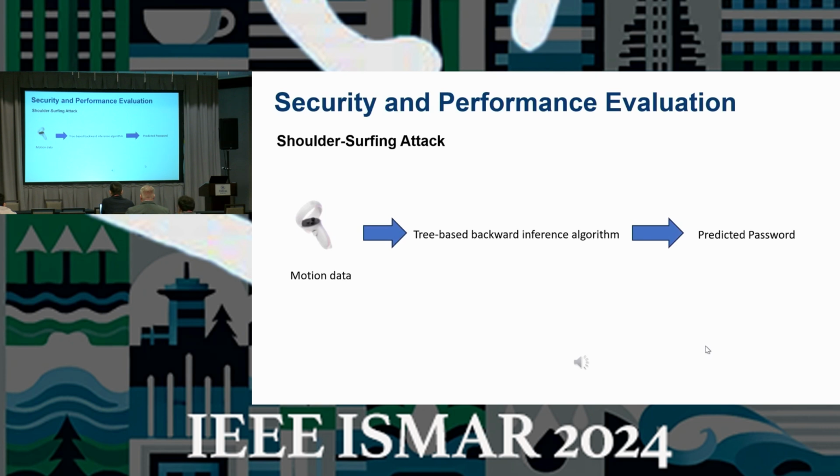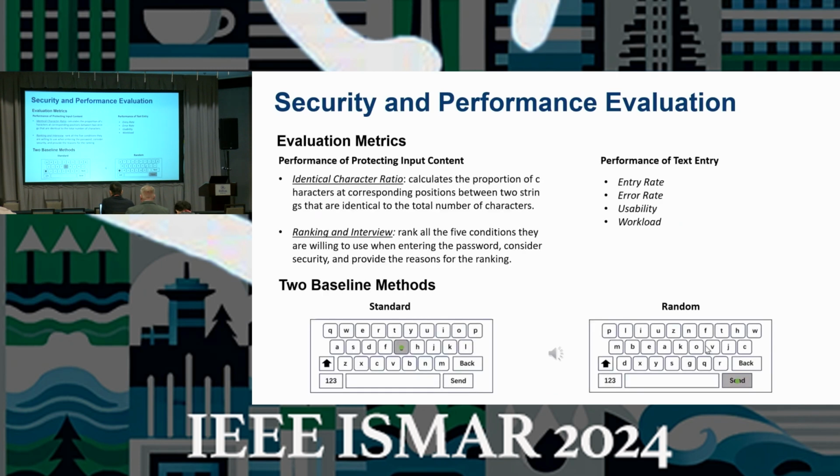To assess the efficiency and influence of the 3 strategies on both QWERTY and typing efficiency, we established 2 baselines: a standard keyboard layout and a random keyboard layout. In the user study, we defined the identical character ratio to assess the performance in protecting input content. Identical character ratio measures how many characters match between 2 strings based on their position.